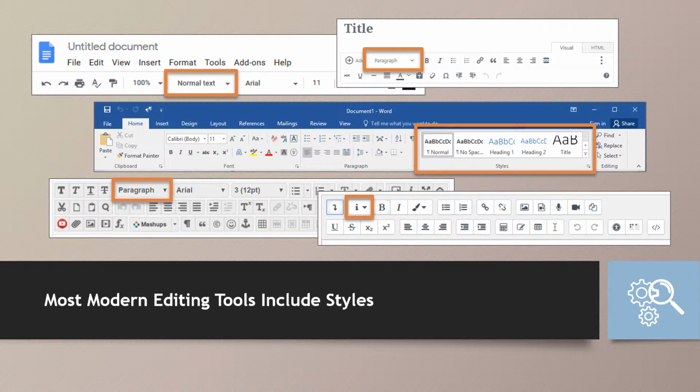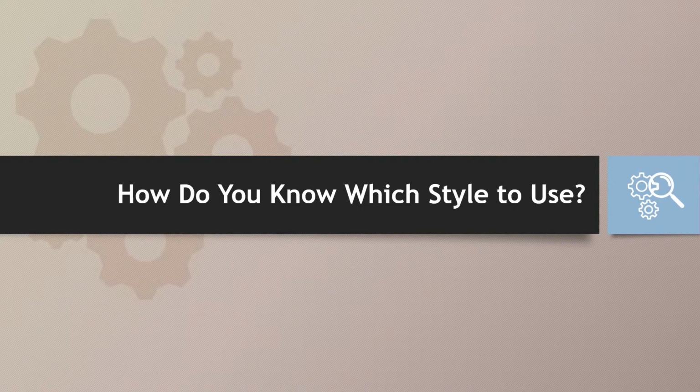The Blackboard Learn editor has the word paragraph, just like WordPress, while the Moodle Atto editor uses a lowercase I. No matter what editing tool you use to create, you will find the Styles tool near where you format the text. As we saw with the Word Styles section, how do you know which specific style you should use?